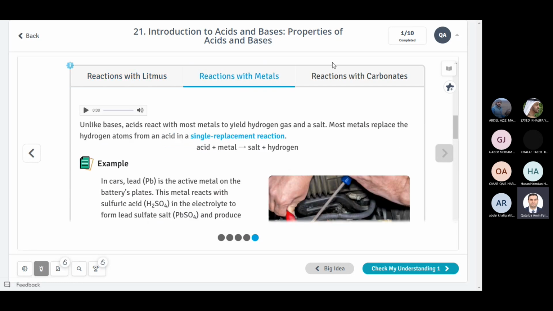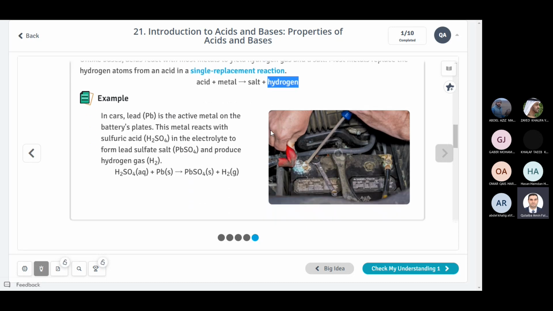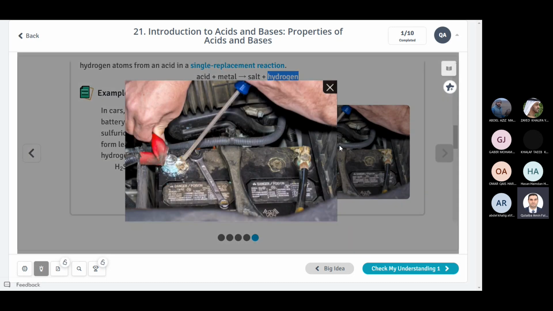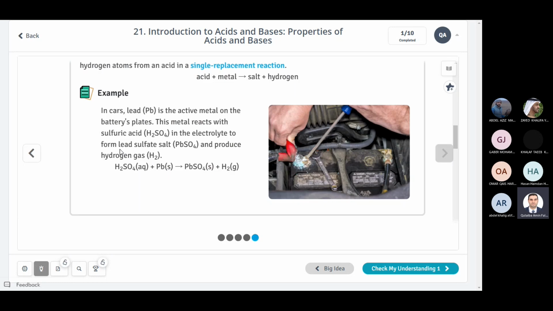Reactions with litmus, with metals. Okay, we talked about this yesterday. Acids and metals will give you hydrogen gas. An example is whatever we see in the car's electrodes, because this is made up of lead. Okay, and there is lead inside, and it has acid. The acid and the lead will give you salt. This is the salt that you will see. There is hydrogen gas that comes out.